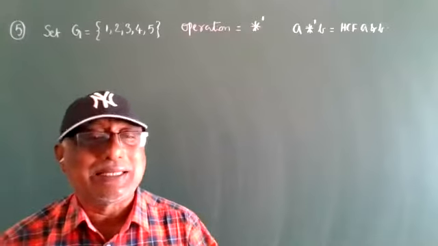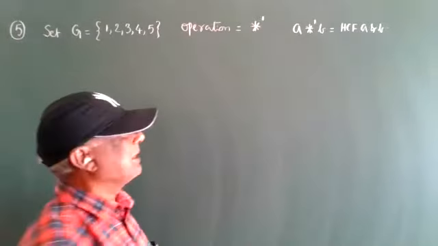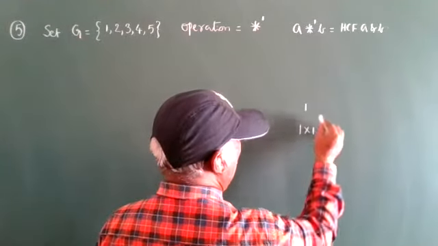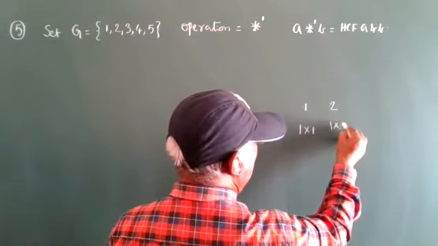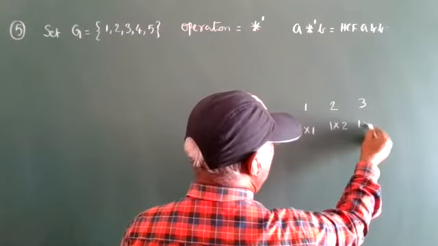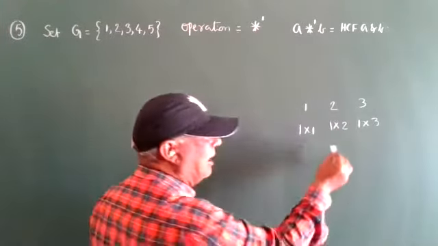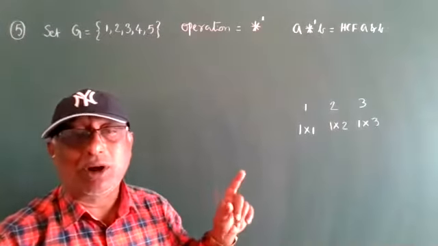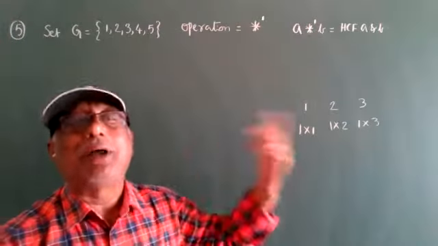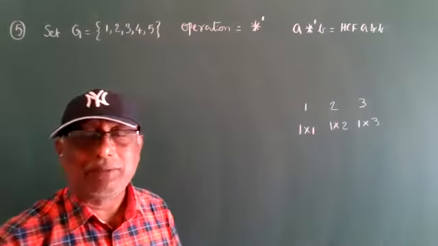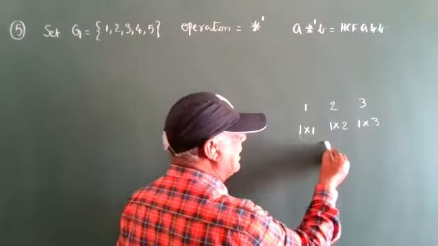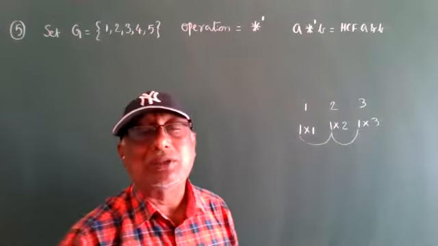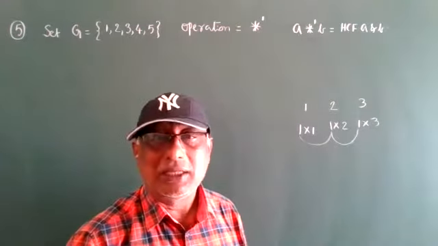HCF means highest common factor. For example, the factors of 1 are 1 into 1, the factors of 2 are 1 into 2, and the factors of 3 are 1 into 3. In all three, what is the common factor? That is also the number of times repeated. One is the common factor in all three, and it is also repeated the highest number of times.